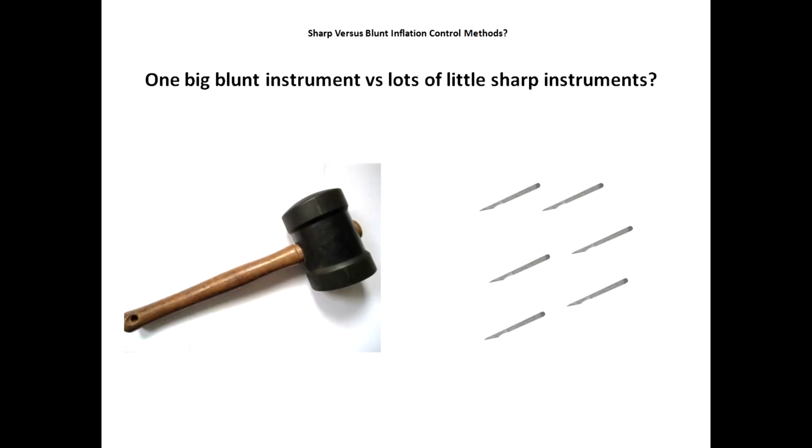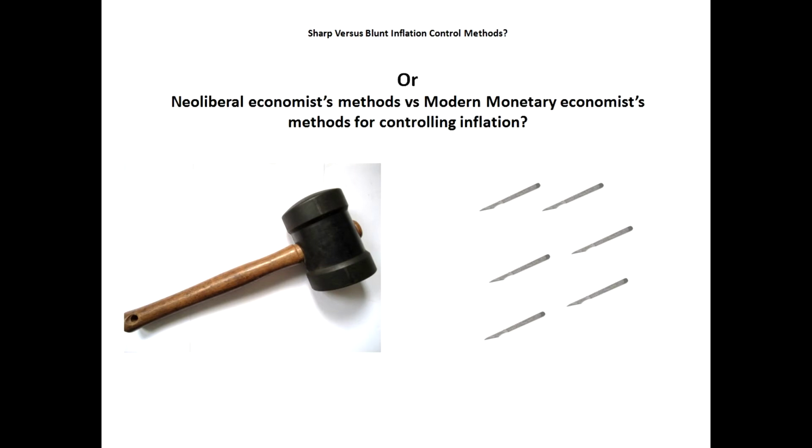Now, I've spoken like there's only one method to drag money out of the economy, but I use the concept of one big blunt instrument versus lots of little sharp instruments to explain how modern monetary economists view how we can control inflation by taking or regulating the way money goes in the system. And now it contrasts nicely with the neoliberal economists' approach to inflation, growth, and everything.